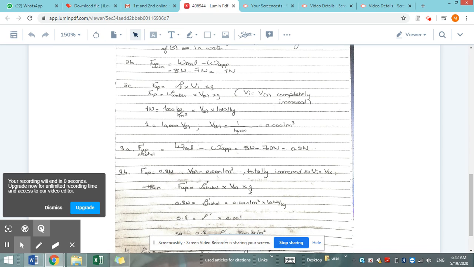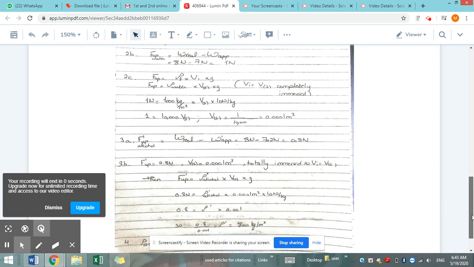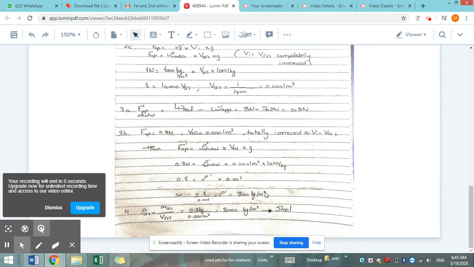V immersed of the solid times G, but since also in this case the solid S is totally immersed, we can replace V immersed by the total volume of the solid. Now in this equation we have F prime, the value of F prime, and we have V calculated in part 2C and the G. So the only unknown here is the density of the alcohol. Doing the substitutions, 0.18 Newton is rho prime times 0.0001 meter cube times 10, and rho prime happens to be equal to 800 kilograms per meter cube.